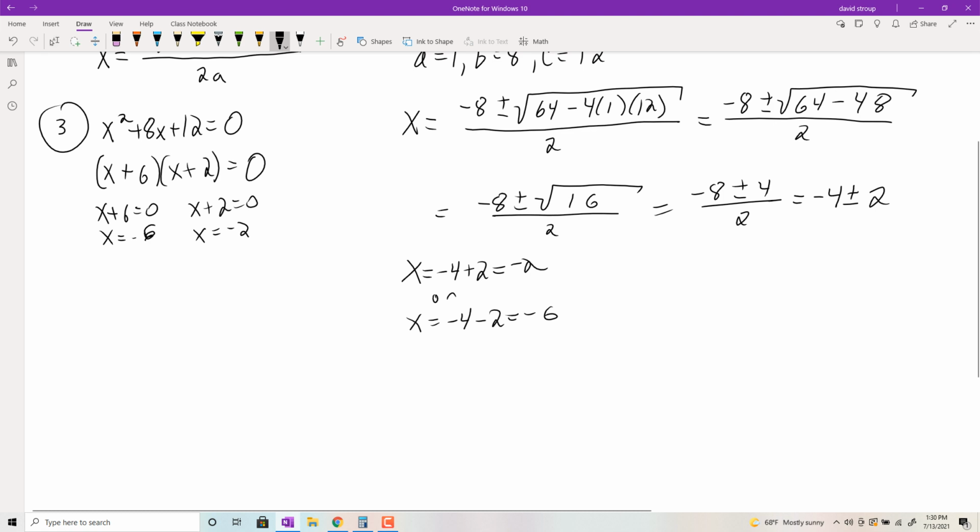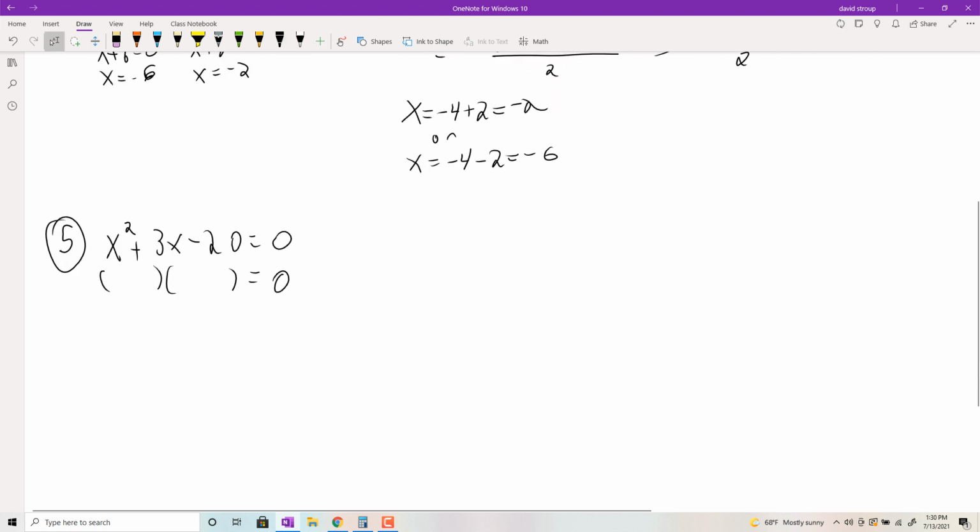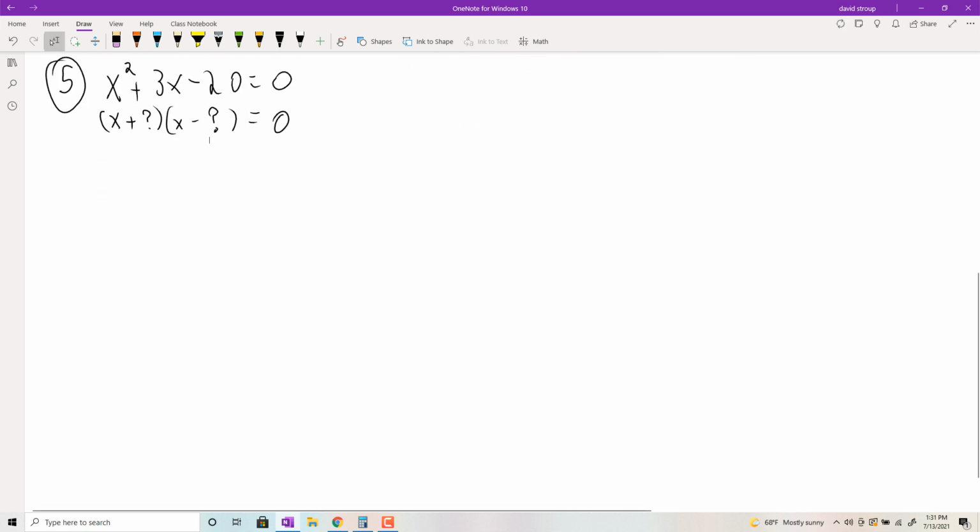So, why do we even bother if it's so long and complicated? It's because of problems like number 5. If you try to factor this guy, you're not going to be able to do it, right? 5 and 4 won't work, 2 and 10 won't work. You're just kind of out of luck, right? So in this case, then you pull out the quadratic formula. Okay, you really have no choice.